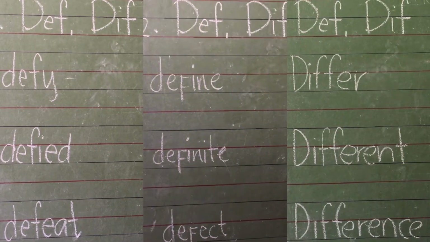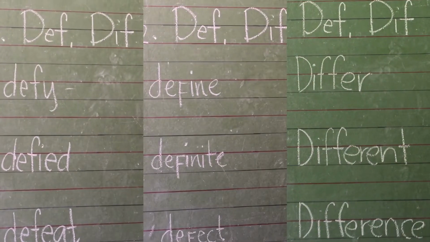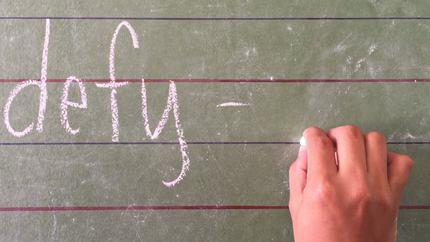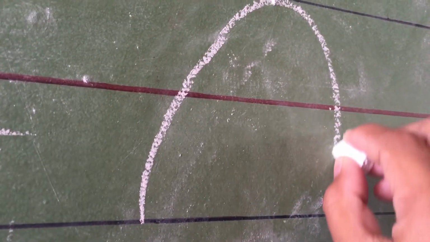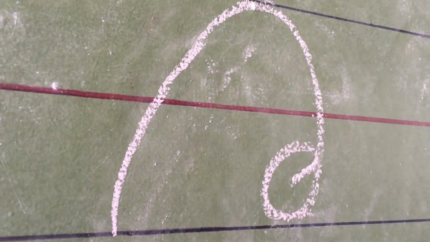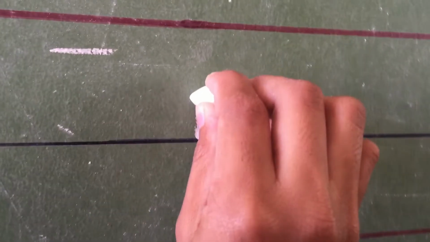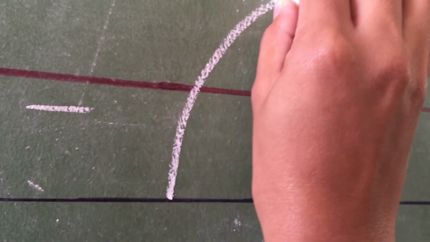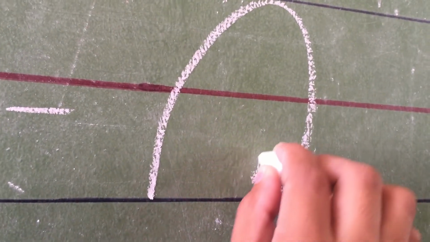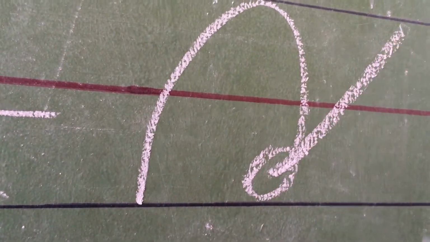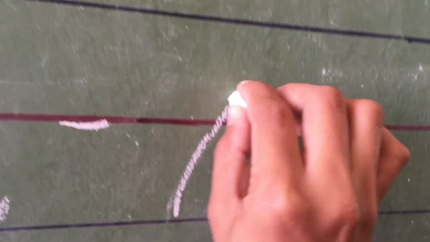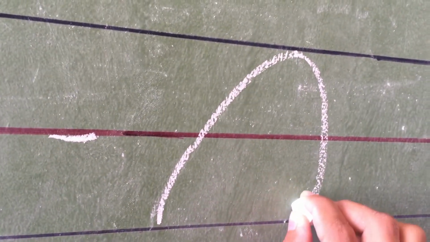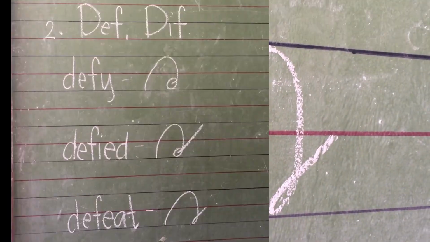Next is the combined D and F, as in deaf, diff. There are 9 examples that we will discuss. First is defy, represented as combined D and F, as in deaf, and long I. Defied, as in combined D and F, long I, and D. Defeat, as in combined D and F, E, and T.